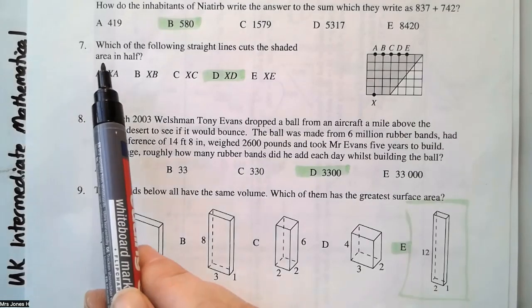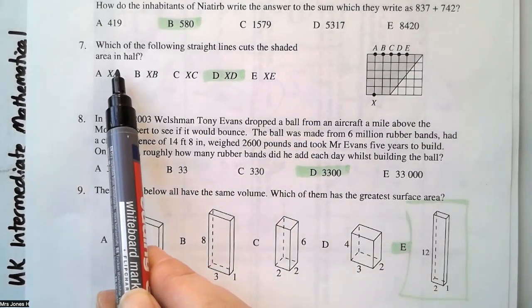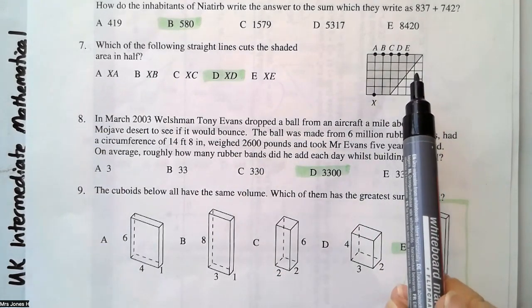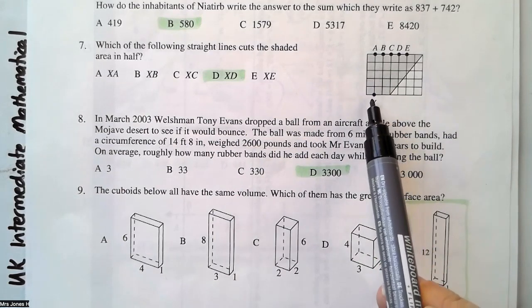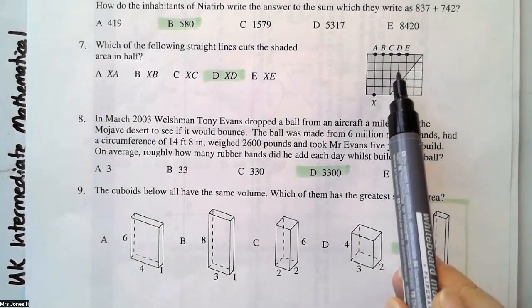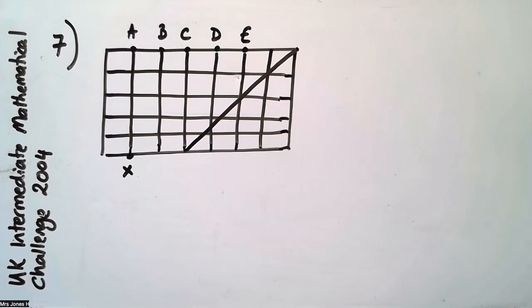Question 7. Which of the following straight lines cuts the shaded area in half? So we've got this grid here, and we're trying to find out whether we've got to join up x to a, which clearly is not halfway, x to b, x to c, x to d, or x to e in order to cut it in half.